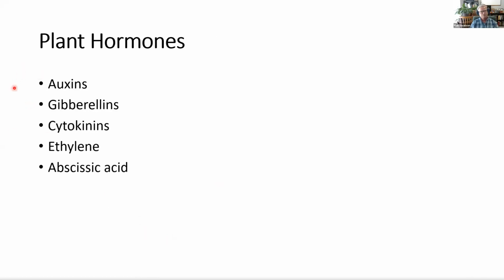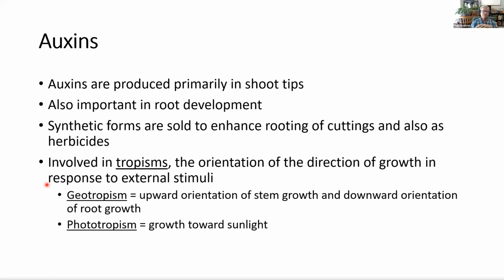These are the bulk of the main plant hormones: auxins, gibberellins, cytokinins, ethylene, and abscisic acid. Auxins are produced primarily in shoot tips. It's also important in the role of root development. Synthetic forms are sold to enhance rooting of cuttings, like Rootone, stuff like that. Also, some herbicides can be made out of these auxins that tell the plant to grow as fast as you can, and then they die because they grow too fast.